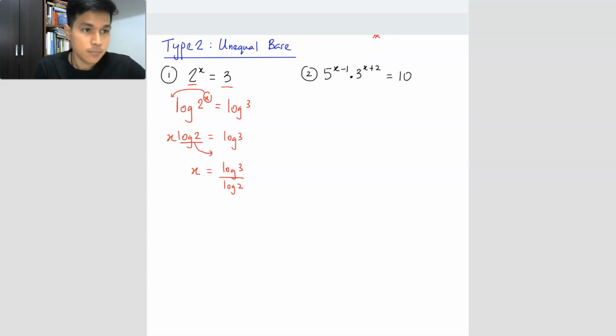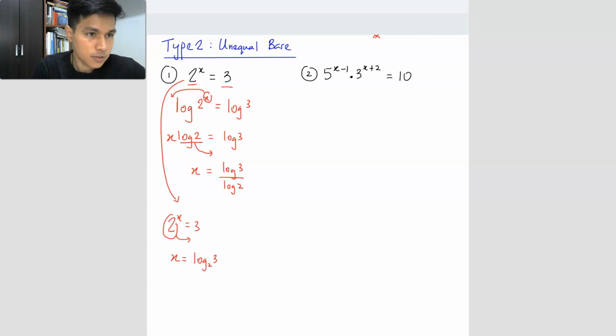Now, some of you who are stronger with the basics of log will straight away do this. Let me write it down here. You can see 2 power x = 3, so you can straight away take this 2 and shift it over. So you get x = log 3 base 2. So now the base is 2.